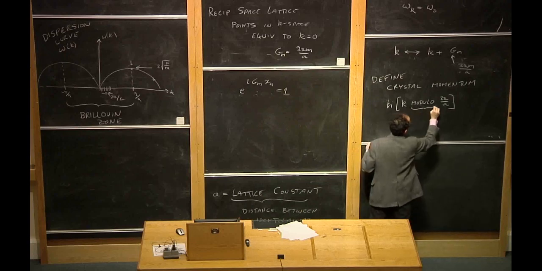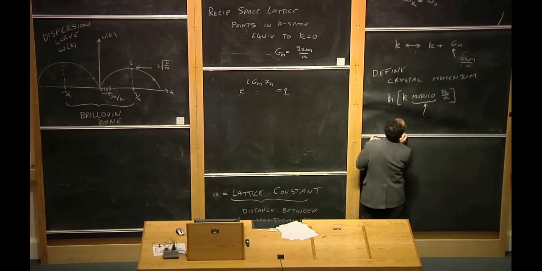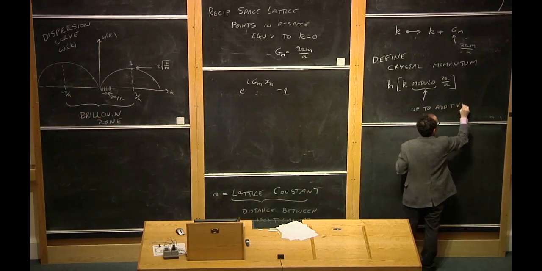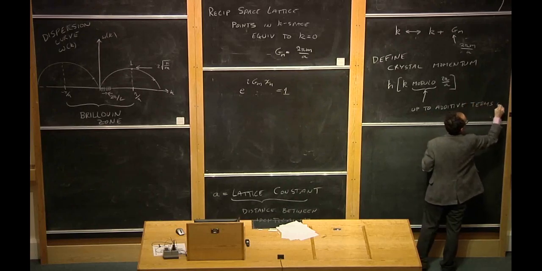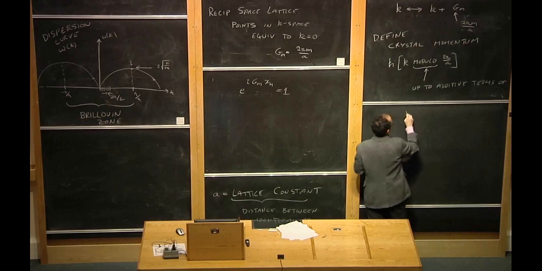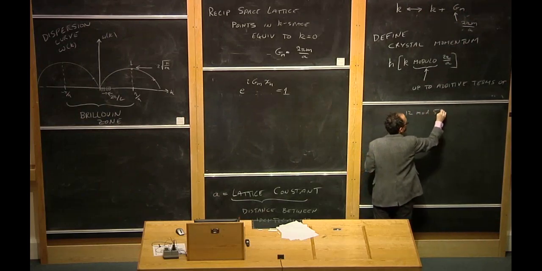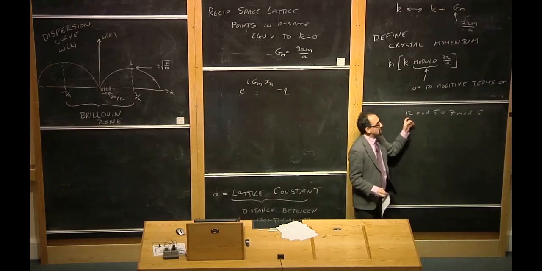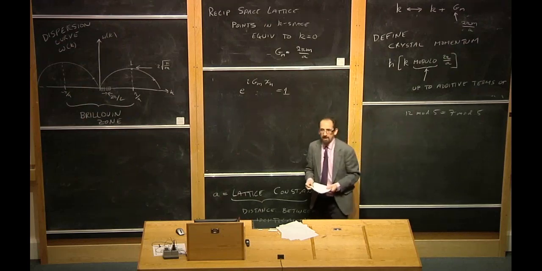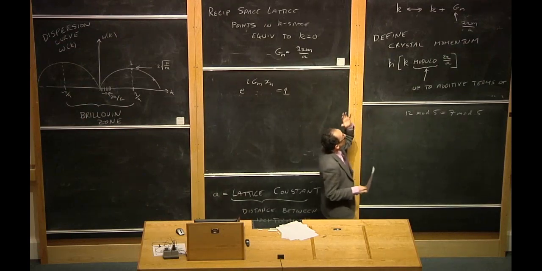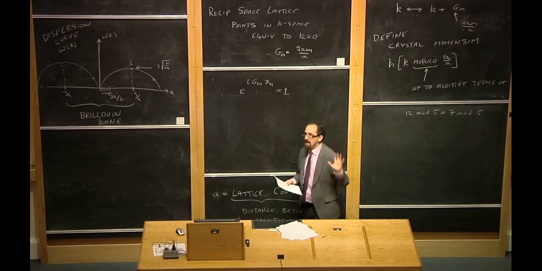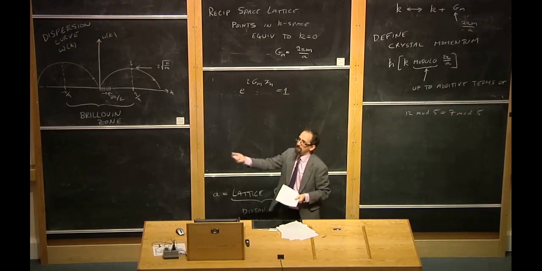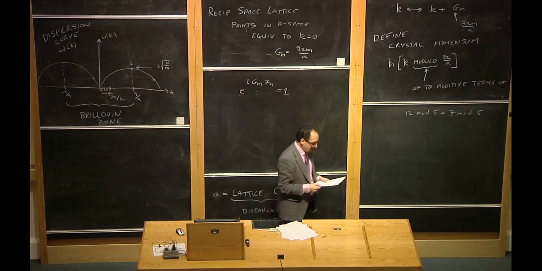Now, what does modulo mean? Modulo is a word which means up to additive terms of. So, for example, 12 mod 5 equals 7 mod 5, modulo 5, because up to an additive term of 5, 12 and 7 are the same. 2 mod 5 is also the same. So, in other words, we're confessing that momentum is not conserved up to this factor of 2 pi over a, that you can take and give additive terms of 2 pi over a freely.